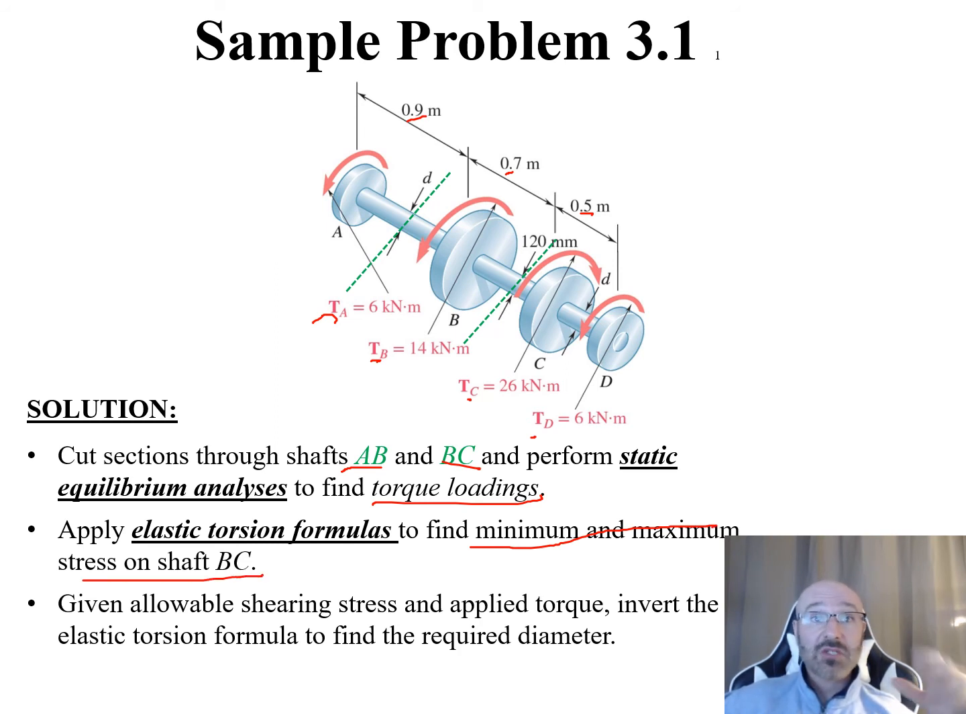We want to do that for BC. So we're going to use equations 3.9 and 3.10, these elastic torsion formulas, on the section right here for BC. We see there's our green line right there for section BC. From there, given the allowable shearing stress and applied torque, what we're going to do is invert the elastic torsion formula to find the required diameter. So this is part B right here, where we're going to use the reverse of what we're doing in part A in order to back out that required diameter. So now what we've done, we've re-looked at this, we've created that setup sheet with all of our givens, all of our finds, all the assumptions here, and now we have a plan of attack.